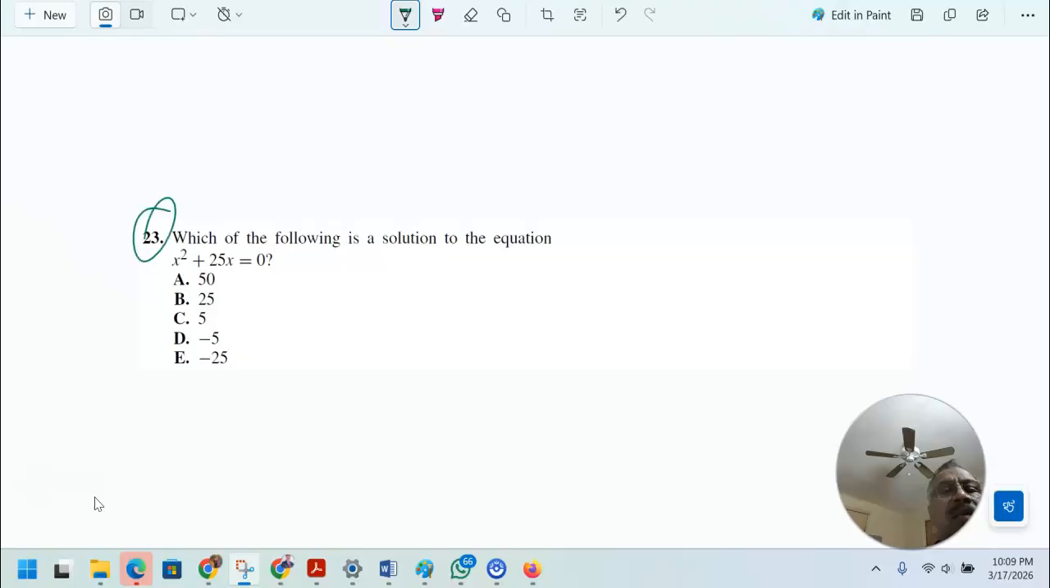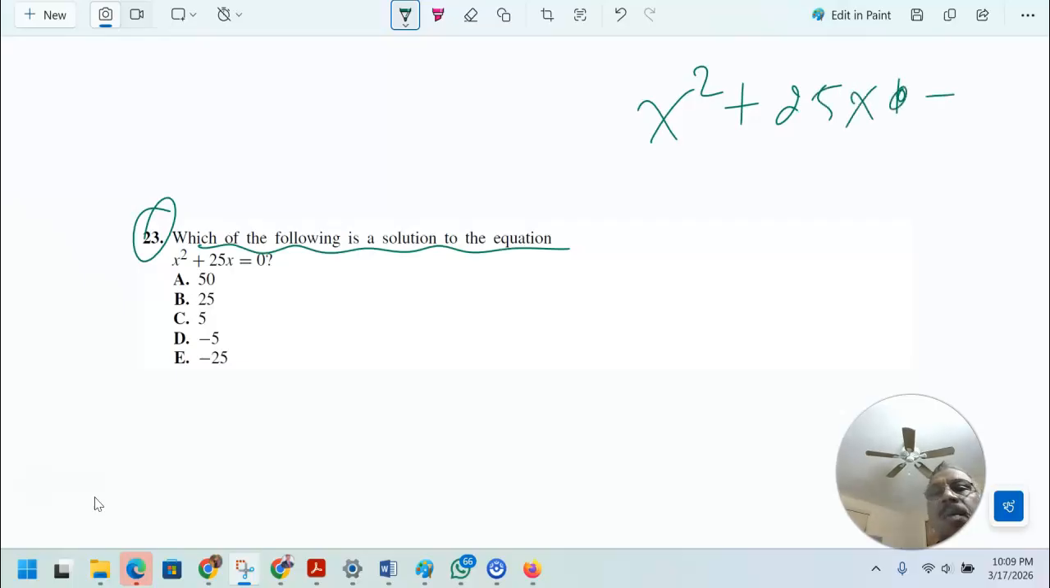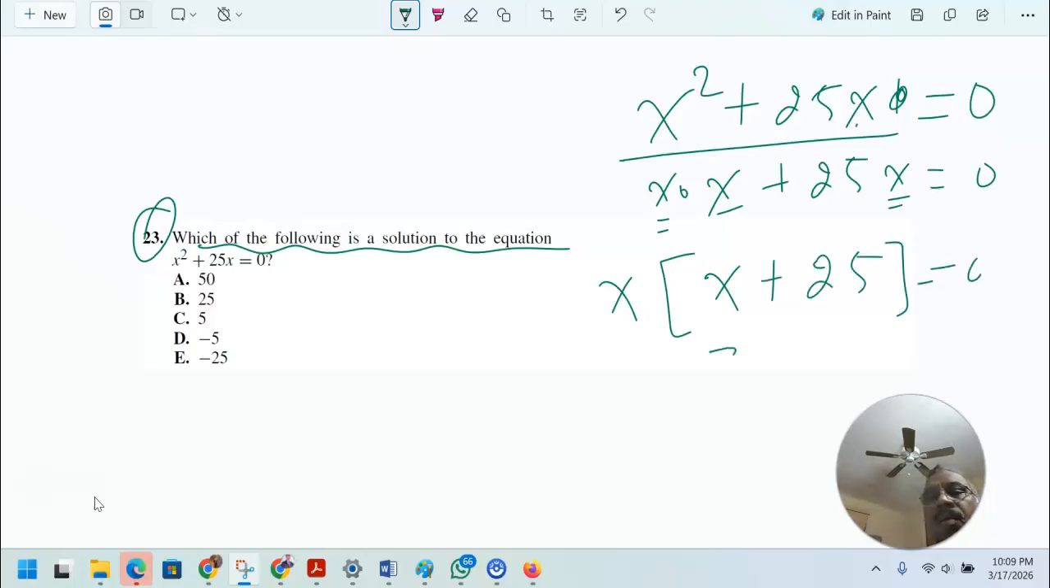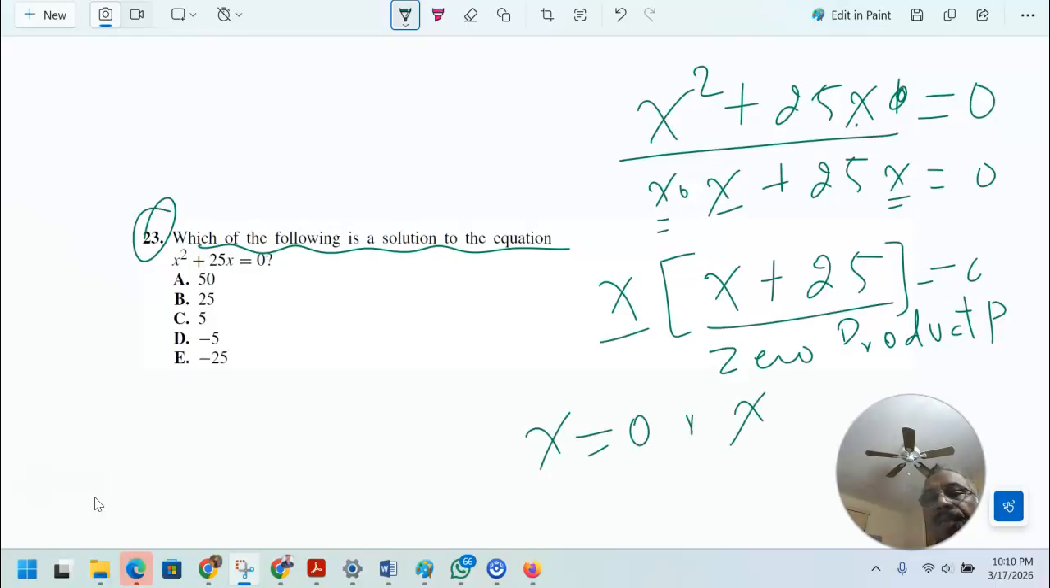Question number 23: which of the following is a solution? They gave you the equation x squared plus 25x equals 0. When you have this, you can see it is like x times x plus 25x, so x is common. Pull out the x, using the undo distributive property, and x remains in one factor and 25 in the other. Now you use the zero product property. What is the zero product property? It means either the first factor is 0 or the second factor is 0.